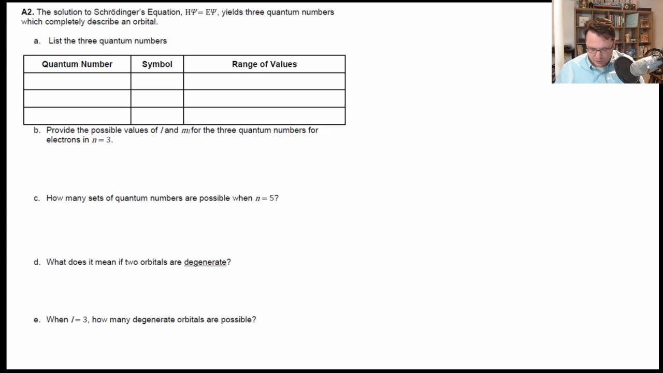All right, A2. This right here is talking about quantum numbers and the orbitals. You have three different quantum numbers that we've talked about at this point. We haven't talked about the spin quantum number yet. That becomes much more important down the line. But for right now, there's simply three of them that we're worried about. The first one is the principal quantum number. That's going to be n, and that can be any positive integer.